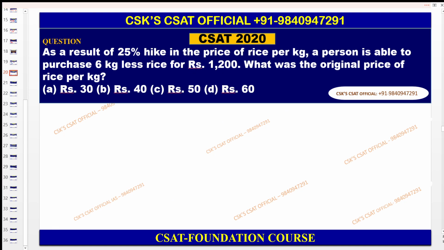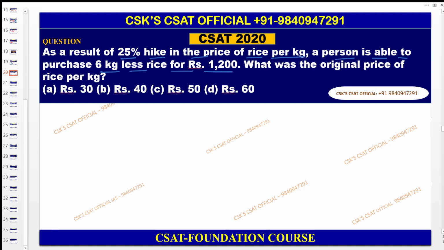This is also related to 2020. As a result of a 25% hike in the price of rice per kg, a person is liable to purchase 6 kg less rice for rupees 1200. What was the original price of rice per kg?